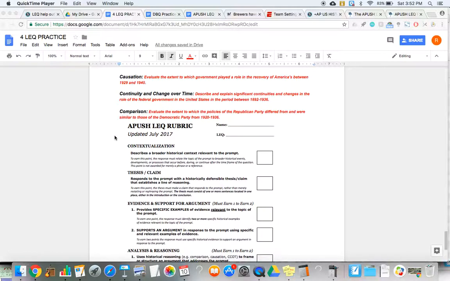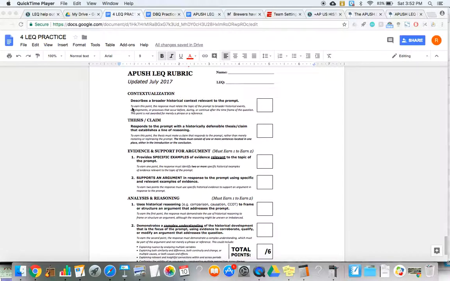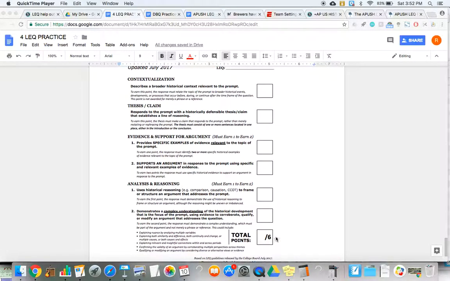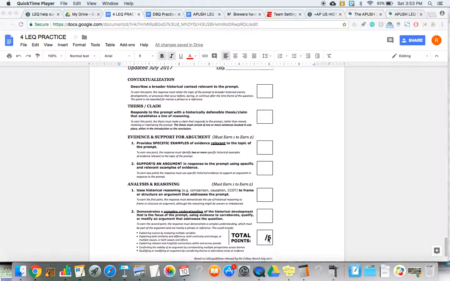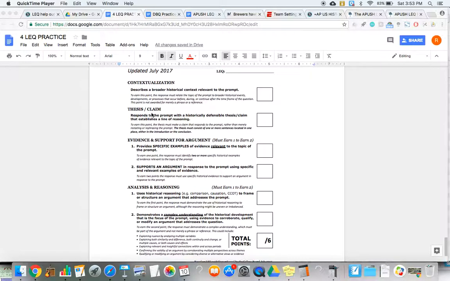So first off, what I've got here is your AP US History LEQ rubric. You're going to notice there are 6 total points, which is different from the DBQ. That one had 7 points. With that, the rubric itself is again very similar. We do contextualization, we do thesis. Those are exactly the same thing that we do on the DBQ.